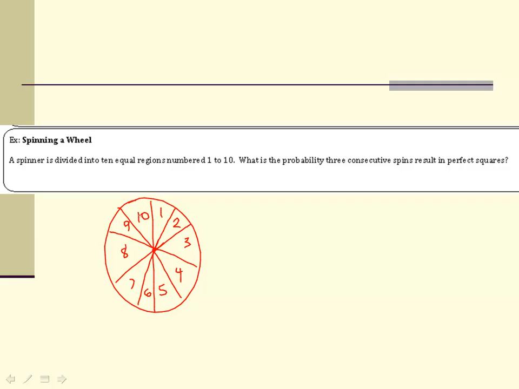What is the probability that 3 spins result in perfect squares? Well, let's talk about perfect squares. Perfect squares are the numbers that if you take the square root, you get a whole number. The square root of 1 is 1, the square root of 4 is 2, and the square root of 9 is 3. So what's the probability on 3 spins? That means I need 3 probabilities. The probability of the first spin is 3 out of 10.